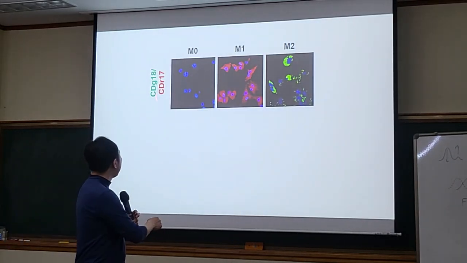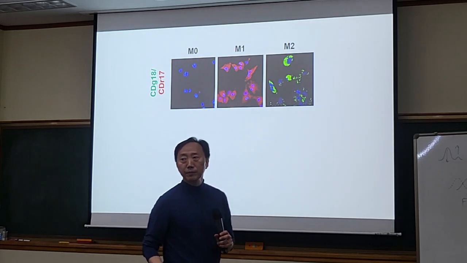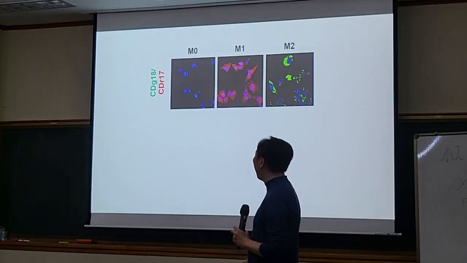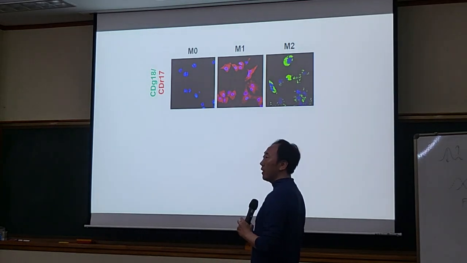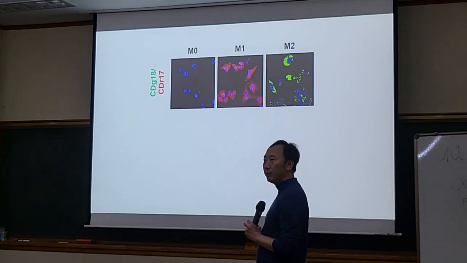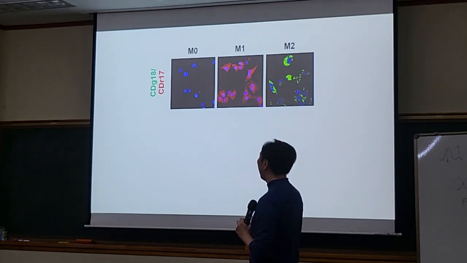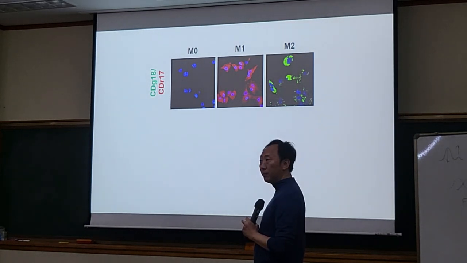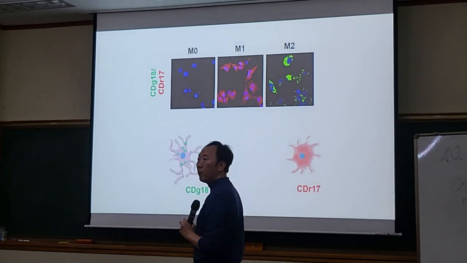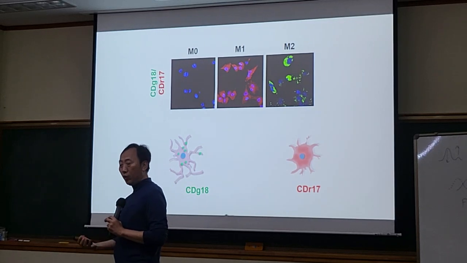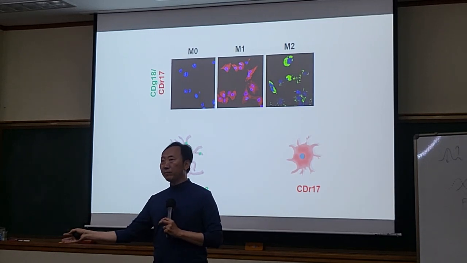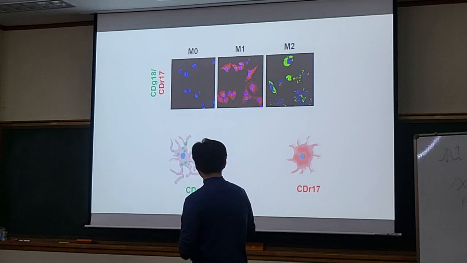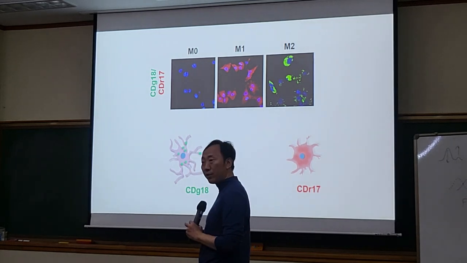And if you mix these two, green 18 and red 17, and add them to the cells, M0 does not take up any of them. M1 takes up only the red compound. M2 takes up only the green compound. So that means if you have a mixture of M1 and M2, you have a chance to add this cocktail, then you can count how many M2 cells and how many M1 cells there are.